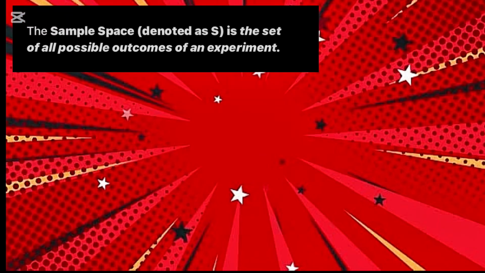In probability theory, the sample space, denoted as S, is the set of all possible outcomes of an experiment. It represents all the different results that could occur when conducting a probability experiment.